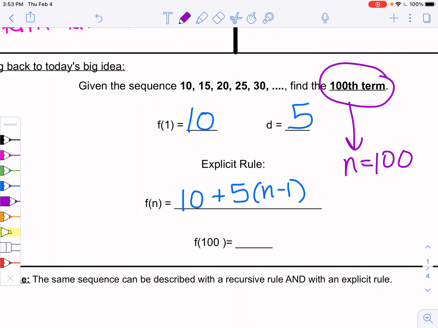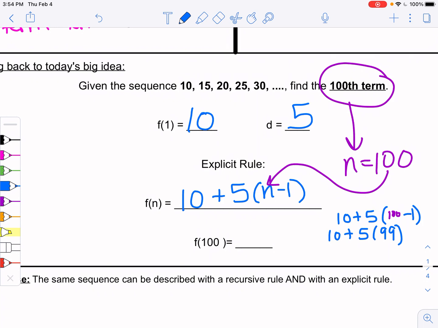So what that means is I'm going to put 100 in for n. So I have 10 plus 5 times 100 minus 1. So I have 10 plus 5 times 99. I'm adding 5 99 times. If you do this in the calculator, we're going to get 505. So that is what f of 100 is.